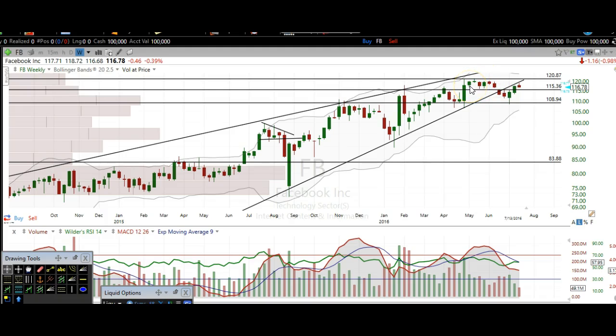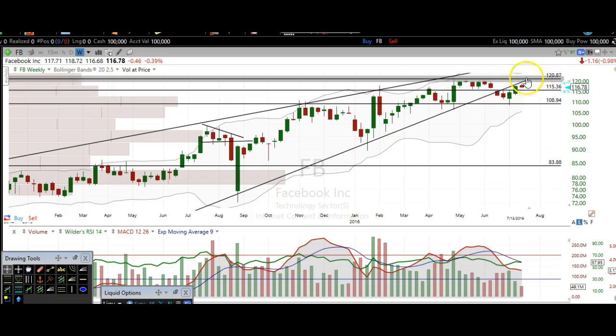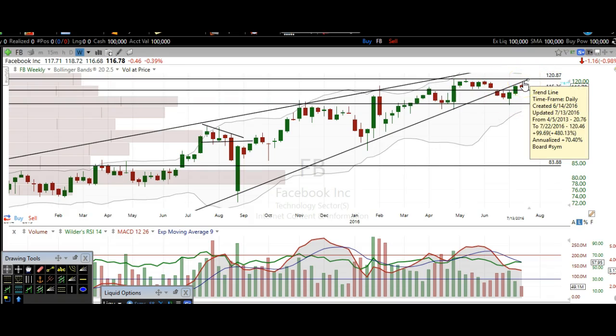So if anything, this is a caution on the long side up here. It can definitely break out, but it's definitely something that you need to be aware of if you are long, because this is a bearish pattern and we did break to the outside of it.